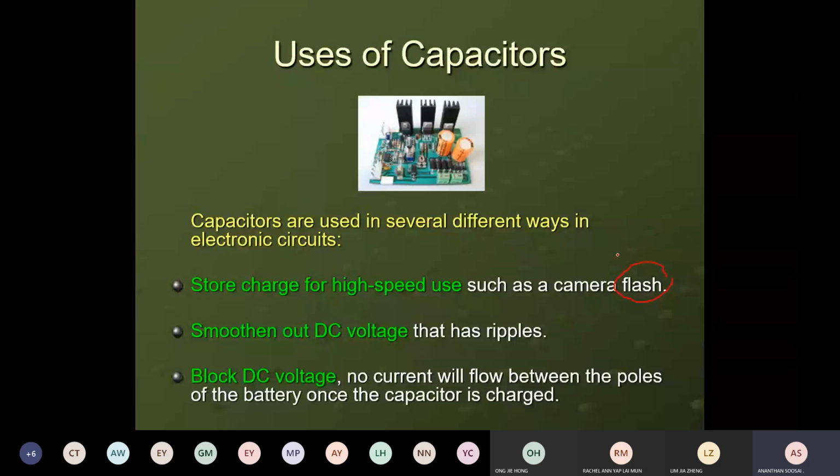So the function of a capacitor is, of course, for a camera flash. Another important use of a capacitor which you learn in SPM is to smoothen out DC voltage that has ripples. What does that mean? Of course, as I said, TNB gives us AC. Okay, let me go to the whiteboard.